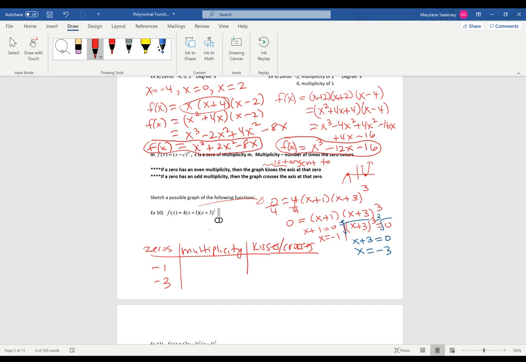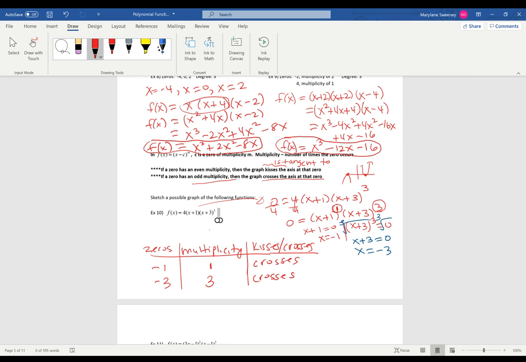Now, -1 has a multiplicity of 1. Why? Well, because the exponent of x + 1 is 1. This has an exponent of 3, so -3 has a multiplicity of 3. The multiplicity is the exponent. It's the number of times that zero occurs. Well, we said if we have an odd multiplicity, then the graph crosses the axis at that zero. So I know it crosses.